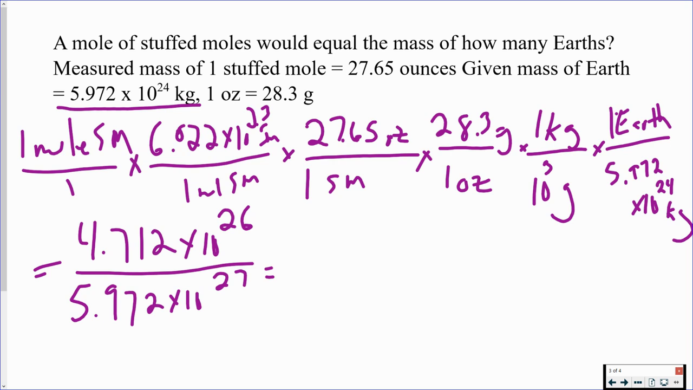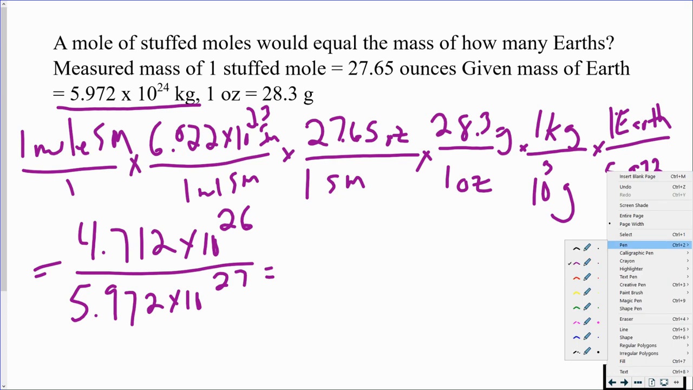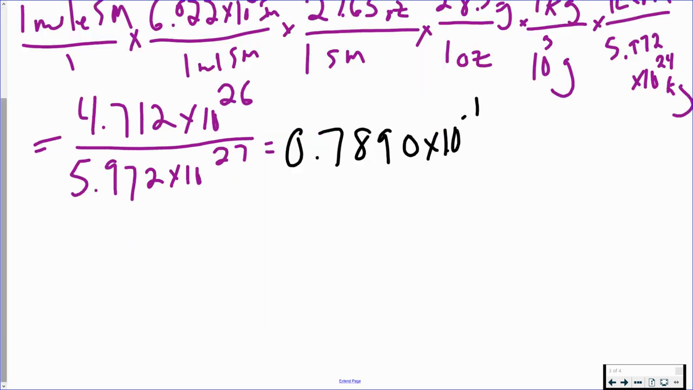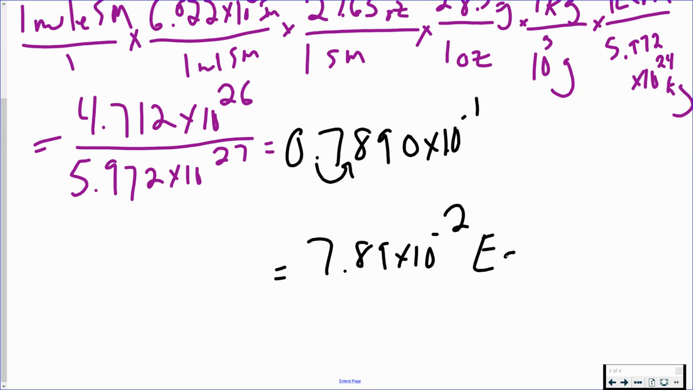Again, we're going to divide the fronts and then subtract exponents. When you divide the fronts, you're going to get 0.7890 times 10 to the negative first. The last step is to round to 3 sig figs and put it in proper scientific notation. So we're going to move this back 1, giving us 7.89 times 10 to the negative second, and that would be Earths.